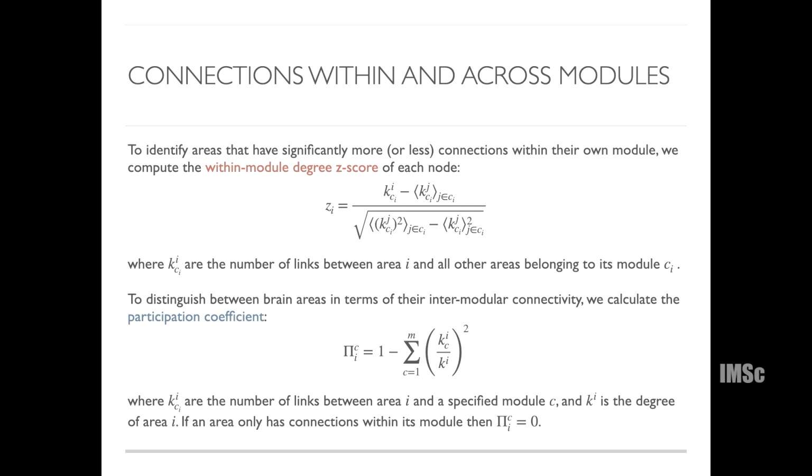Yeah, and K is just its total degree. So regardless of whether you're in one module or another module, it doesn't matter. So you're just doing that. And so I wanted to just mention this. While the participation coefficient of 0 has a very clear interpretation, it means that you are completely confined to your own module. You're not communicating with any other module.